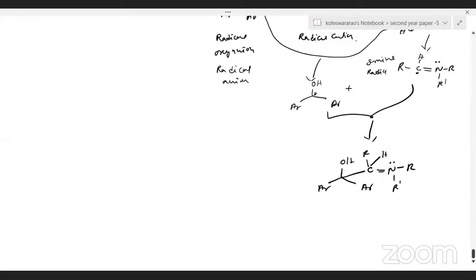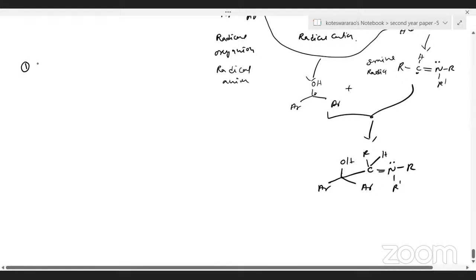Okay. Next, coming to the Paterno-Büchi reaction. All the reactions we are discussing here are important, especially in the first unit and the second unit. We are going to discuss photoreduction and the Paterno-Büchi reaction, Norrish type cleavages. In this chapter especially, there are some named reactions. These named reactions are very important. Every time we encounter these named reactions, we can write them.